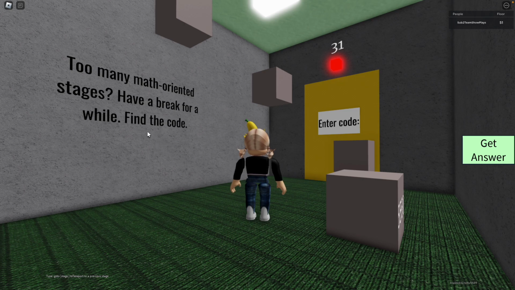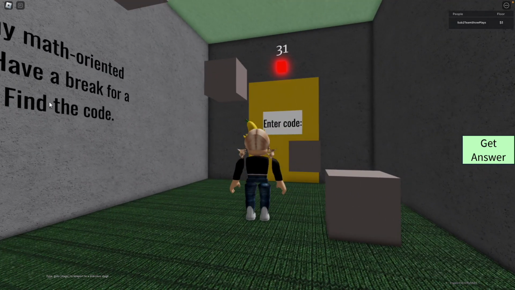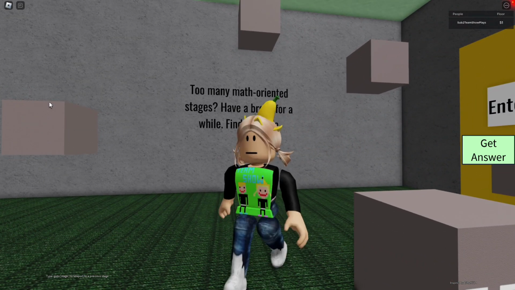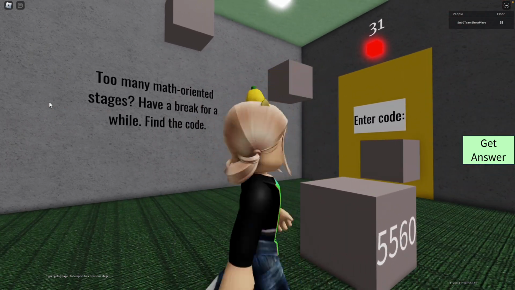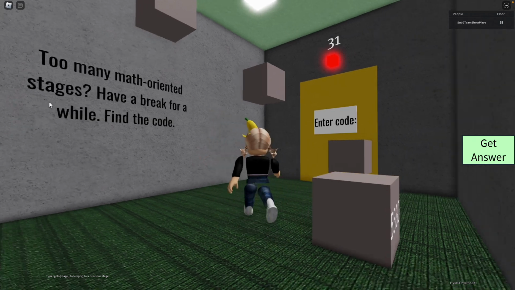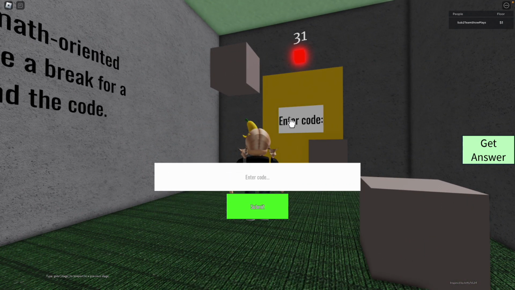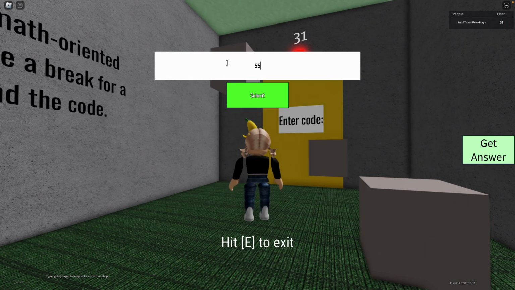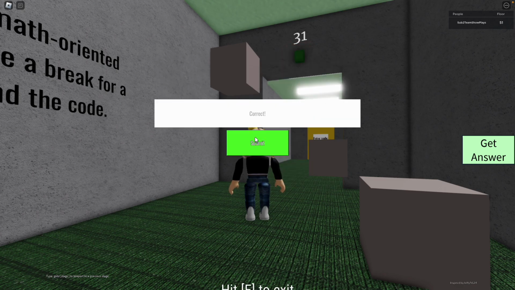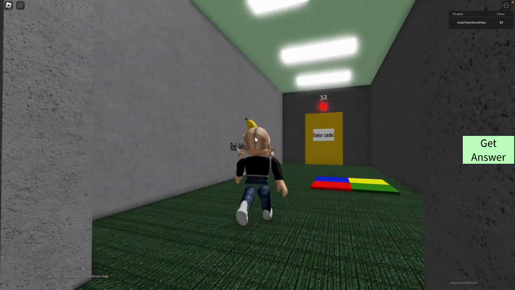Okay, after all that math, we need a little brain break. So what do we have to do? We have to search all of these blocks to find the code, and you will see that the answer is simply right there, 5560. So let's go ahead and enter 5560, hit submit, and moving right along.